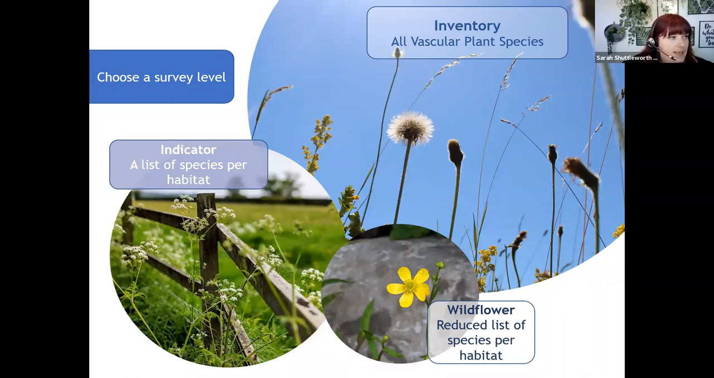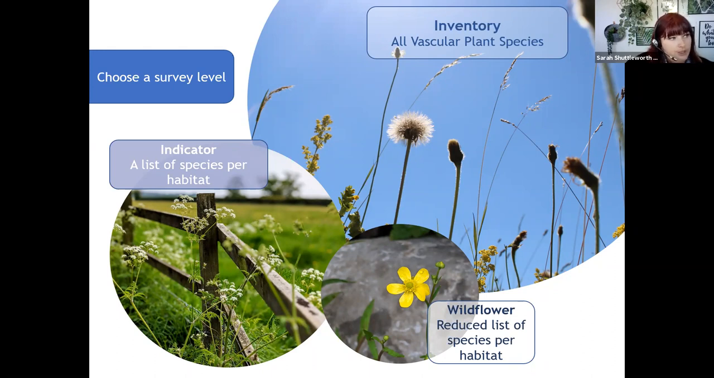Then there's indicator level, which is an expanded list of 408 species divided into groups applicable for habitats, including some species which are more challenging to identify. So maybe there's more grasses, sedges, ferns, etc. And there's approximately 30 species per habitat that you need to identify.